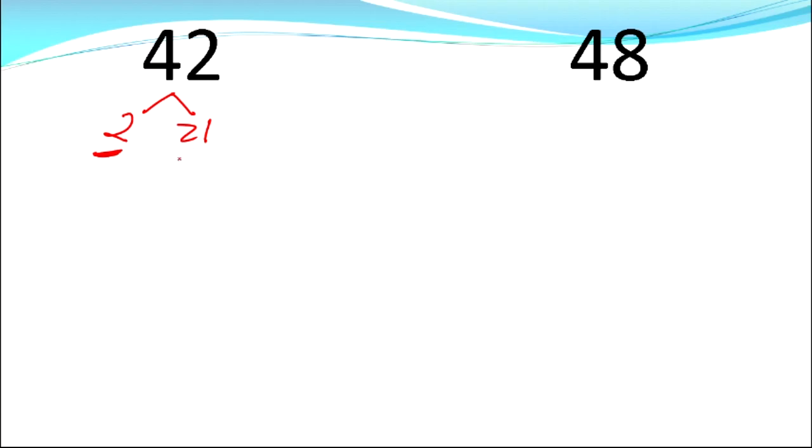Itong part na to, yung 21, pwede natin itong hatiin. So, I don't think it can be divided by 2 kasi 21, this is an odd number. So, pwede yata siya ng 3. At pag kinuha natin dito yung 3, meron na tayong prime factor again, this time, 3 times a certain number para maging 21, that is going to be 7. 3 times 7, that is equal to 21.